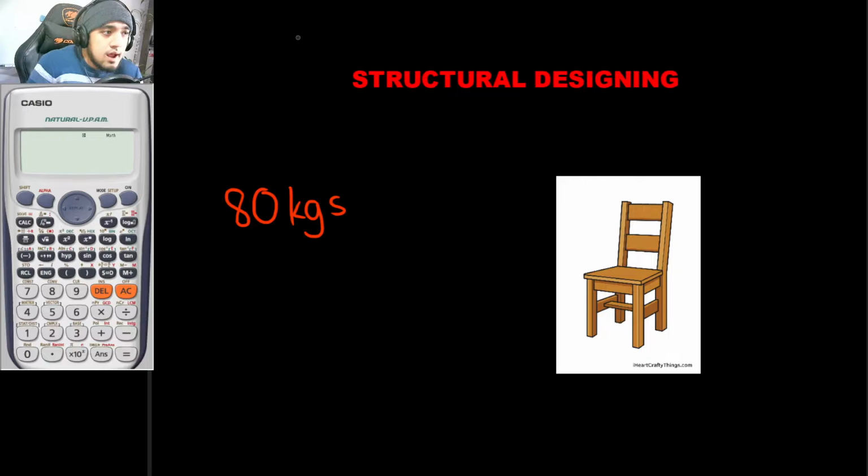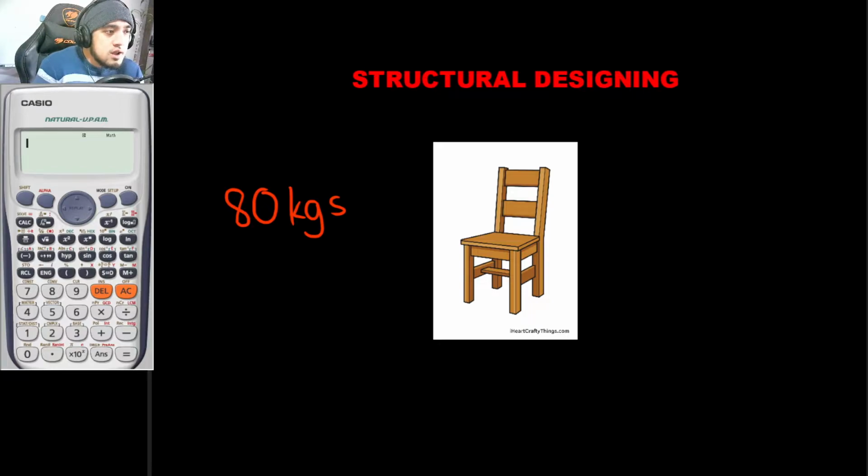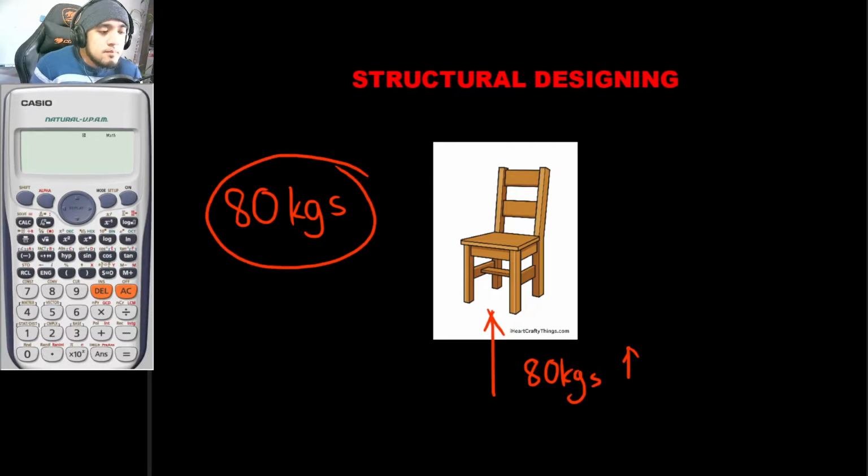80 kilograms and higher. So if this is your chair, the capacity of your chair should be greater than or equal to 80 kilograms. So this force right here should be 80 kilograms and above. Let's say you have a chair with a capacity of 120 kilograms. It means that it can carry this particular person. But for example, if the capacity of your chair is 70 kilograms, since it is lower than 80 kilograms, your chair is inadequate.